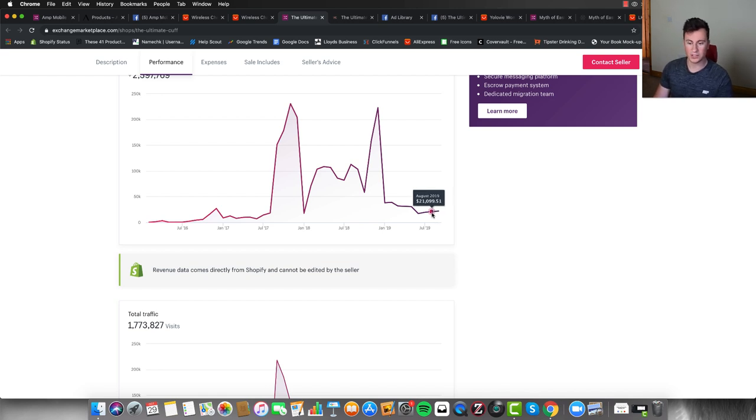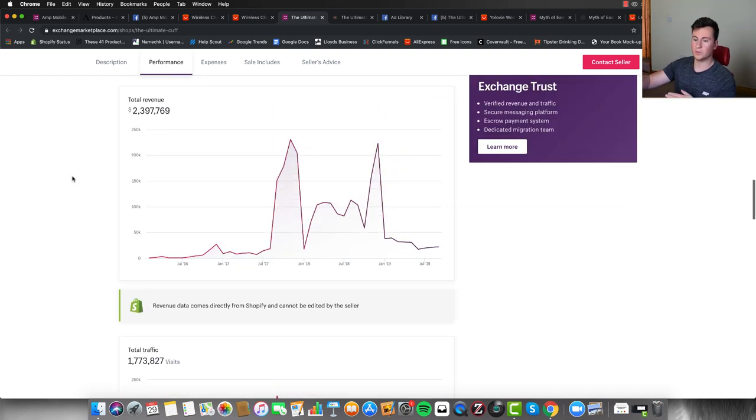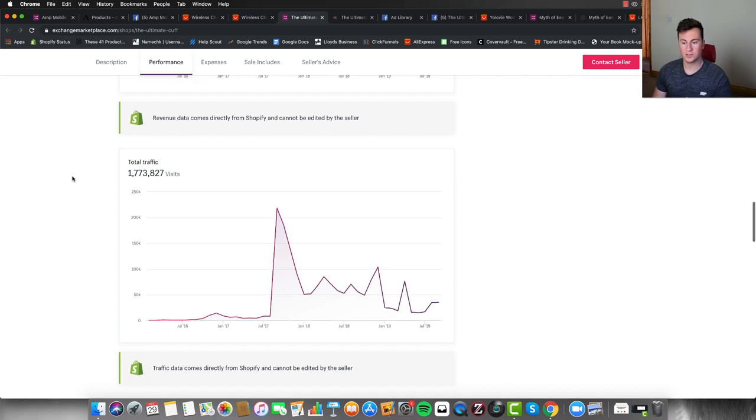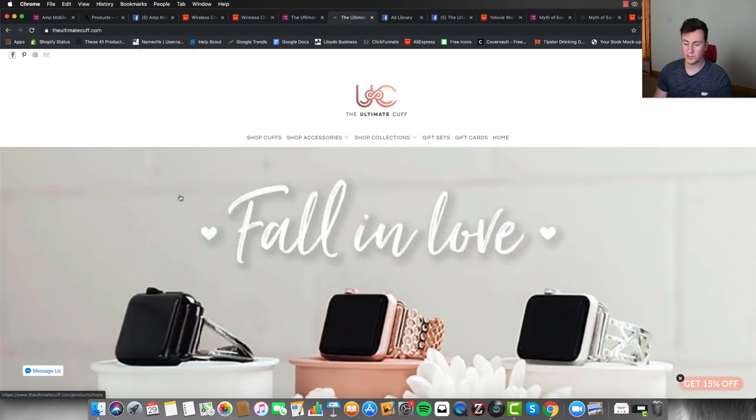So again, not bad, but the chances are they're probably not running ads if they're trying to sell the store and they're still seeing sales, which is awesome. Total traffic, 1.7 million. And as you can see, that's more in line with that rough ballpark figure of $1 per visit. So let's take a look at their store then, which is, in my opinion, a better store than the previous one we just looked at.